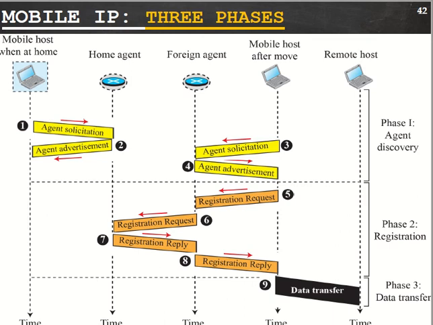This discovery consists of learning the care of address as well as the foreign agent's address. So it has to identify the care of address as well as the foreign agent's address. This discovery involves two types of messages. One is called advertisement. The second one is called solicitation.